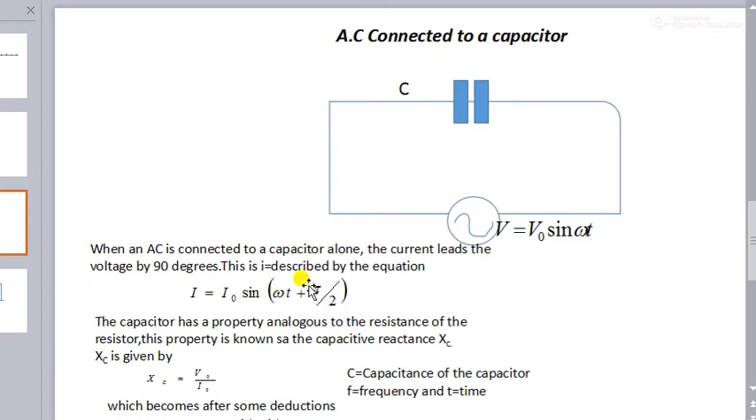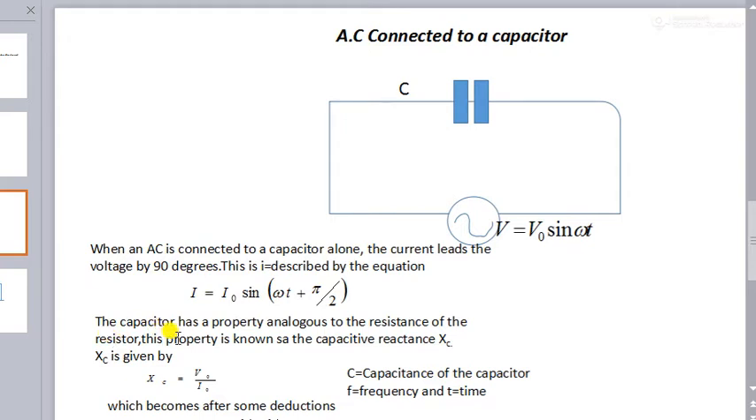Voltage. So we can say that when an alternating voltage is connected to a capacitor alone, the source voltage will lag the current, or in a different language, the current will lead the voltage by 90 degrees, and this is described by the equation. As you can see, we have been pointing to this equation for some time now.